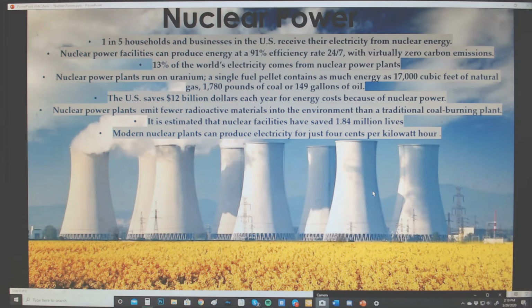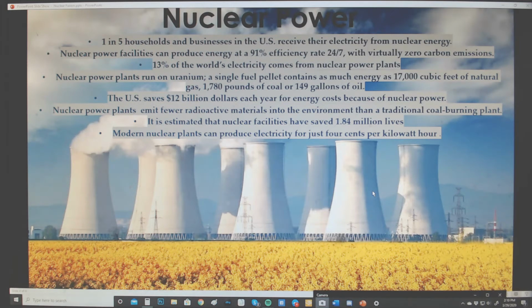Nuclear power comes from the process of nuclear fission, or the splitting of atoms, and it is very important to our functions as a species on Earth. 1 in 5 households and businesses in the U.S. receive their energy from nuclear sources. Nuclear power facilities can produce energy at a 91% efficiency rate 24/7 with virtually zero carbon emissions. 13% of the world's electricity comes from nuclear power.